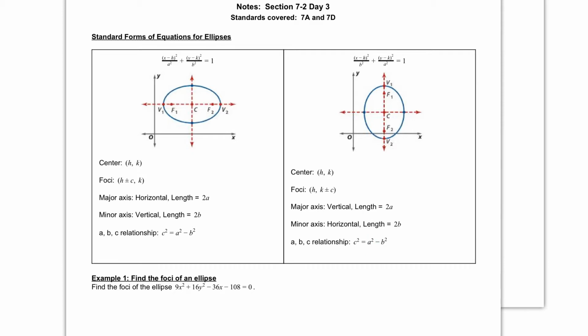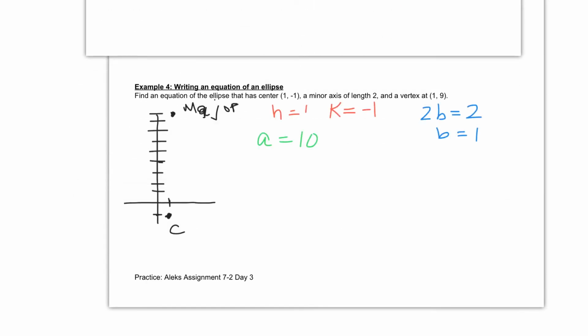So coming back to our problem, I get my final answer of (x minus my h value, which is 1) squared, plus (y minus -1, makes that a +1) squared. And we said it was vertical, so that underneath my y goes my bigger value, which is a squared. 10 squared is 100. And then underneath my x's will be my b squared. 1 squared is just 1, and this is set equal to 1.